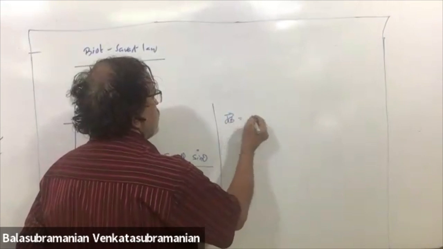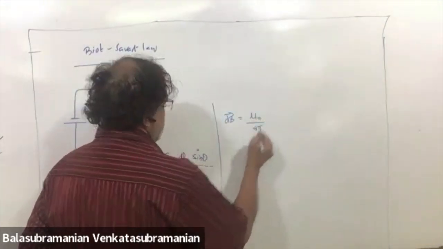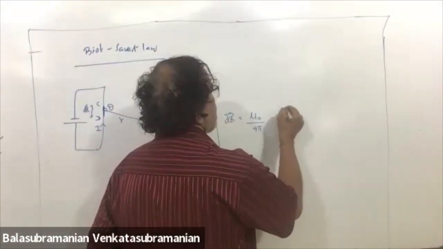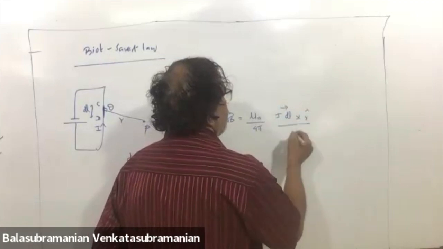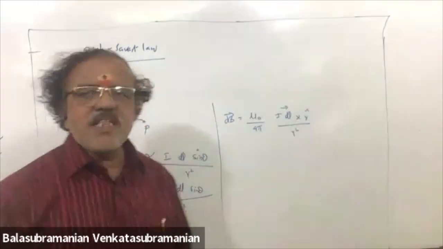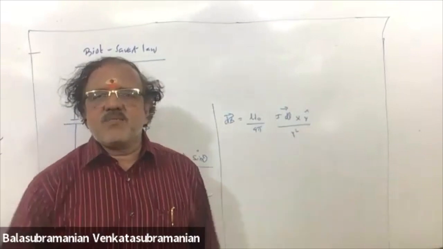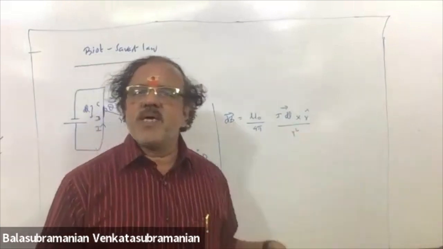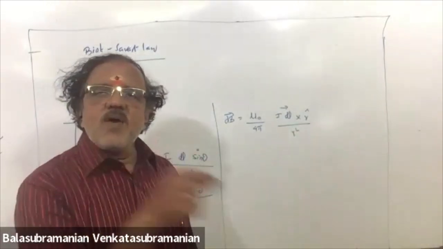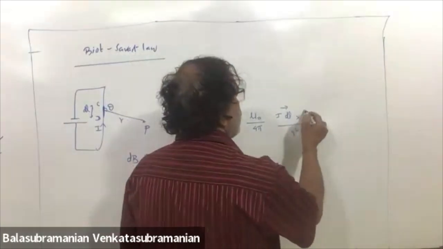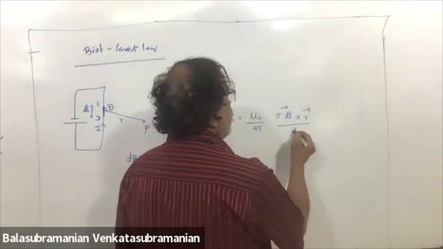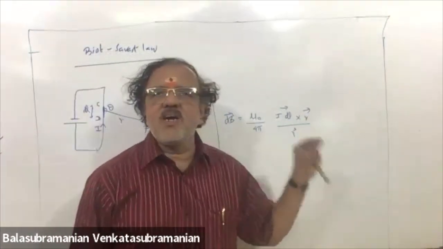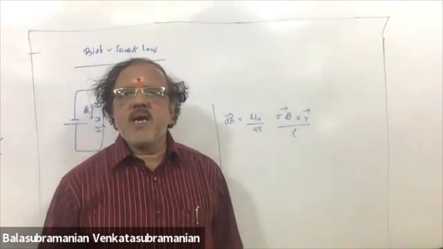dB vector is equal to mu naught by 4 pi, which is the K value, I dl vector cross R cap by R square, because sine theta is nothing but vector product. So vector product here is I dl vector cross R cap by R square. No sir, I want to put R vector here. No problem, you can put. So this will be changing to R cube. Because when you expand this, you will get I dl R sine theta by R cube.